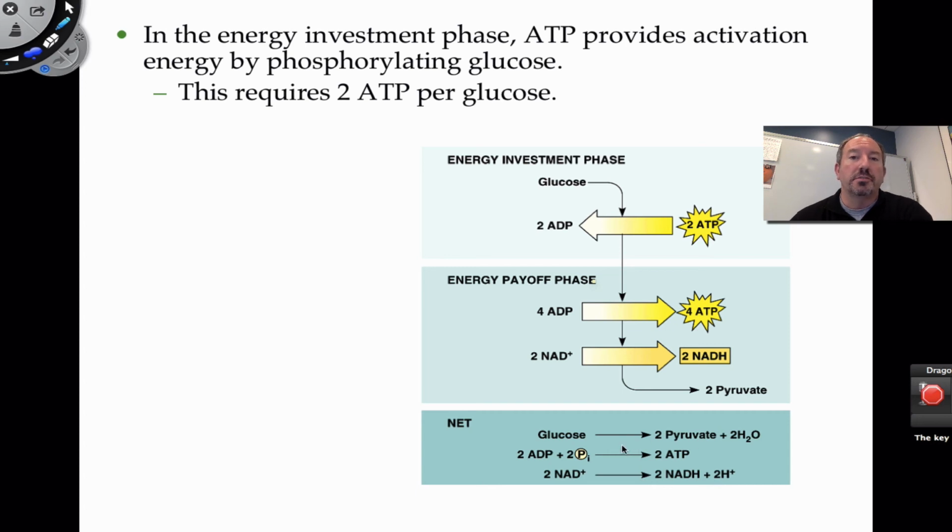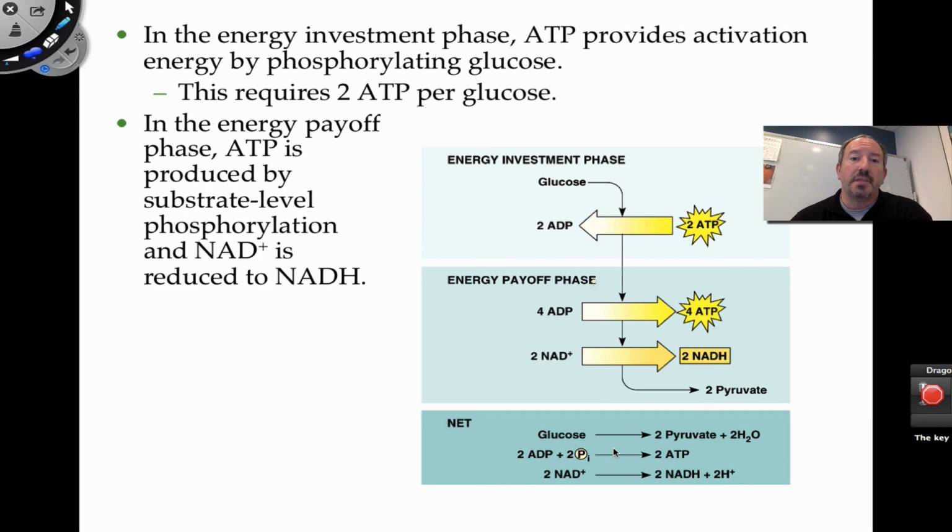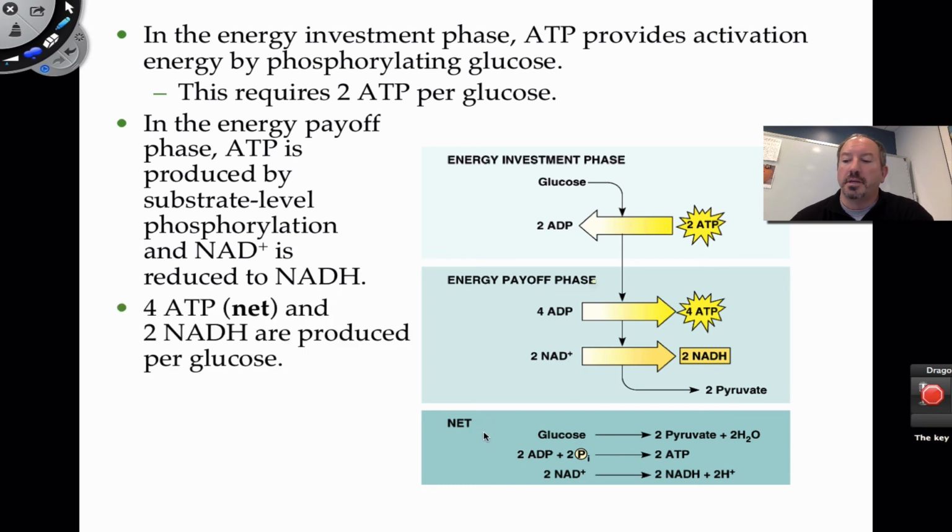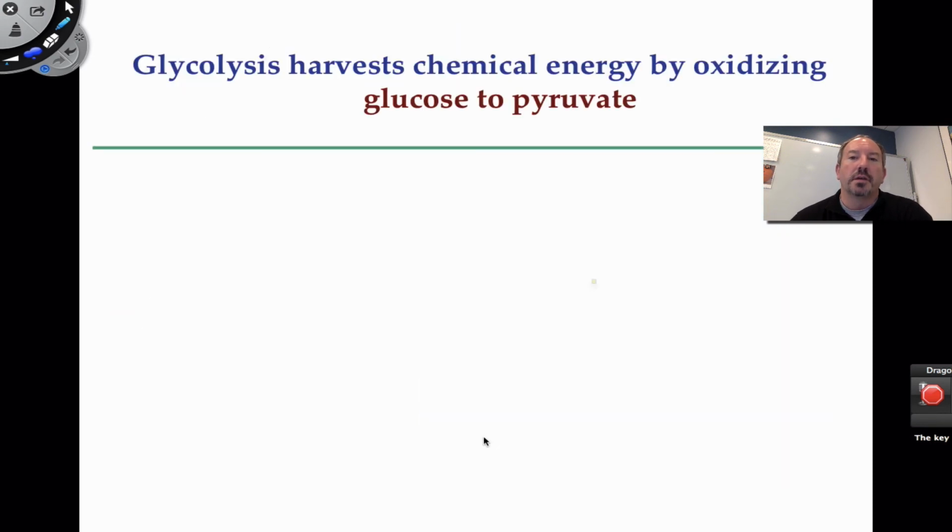The truth is, there's a lot of energy still left in the pyruvic acid. And as it turns out, not only is the pyruvic acid going to go into the mitochondria if oxygen is present, that's going to produce a lot of ATP, and the NADH is going to help produce a little bit more ATP as well.